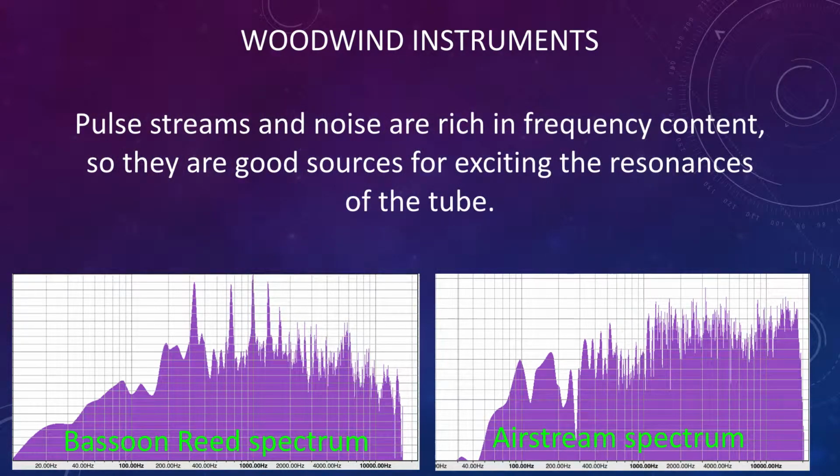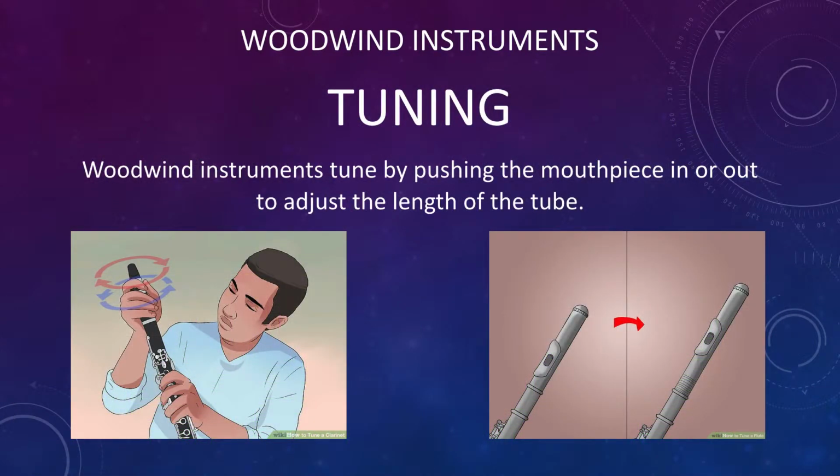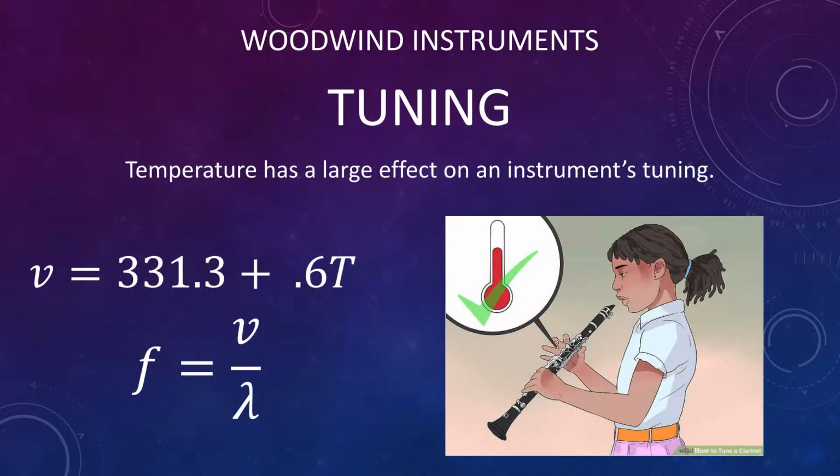Pulse streams and noise are rich in frequency content, so they are good sources for exciting the resonances of the tube. All woodwind instruments tune by pushing the mouthpiece in or out to adjust the length of the tube. Like all wind instruments, temperature has a large effect on an instrument's tuning.